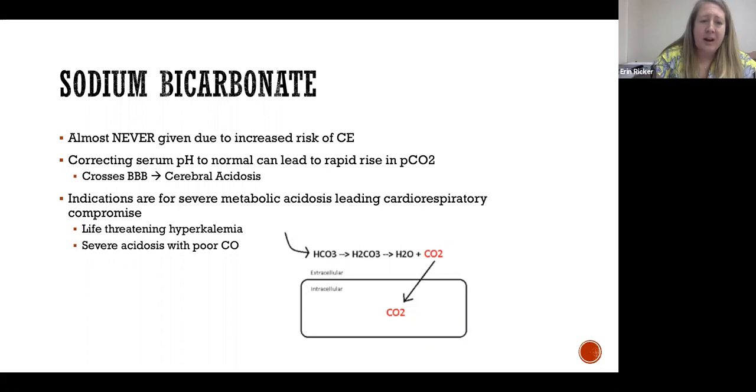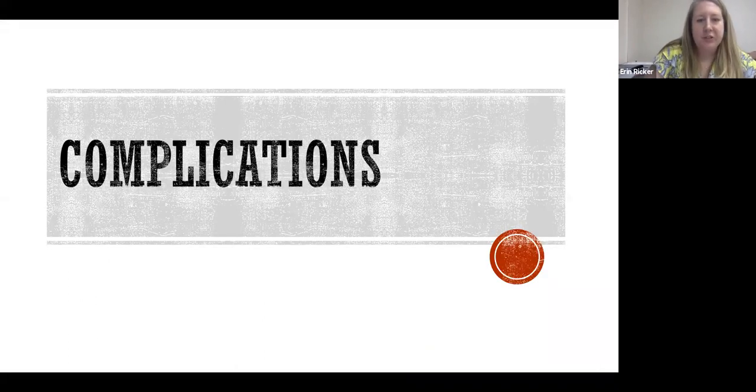So the only times that you're ever going to really use this is if your metabolic acidosis is so severe that it's leading to cardiorespiratory compromise and life-threatening hyperkalemia. So if I have really bad cardiac output, then I might need to give some bicarb, or if my K is so high, then I might need to give sodium bicarb. Otherwise, big no-no, don't give it. Again, low and slow correction in DKA. So what complications might we see?